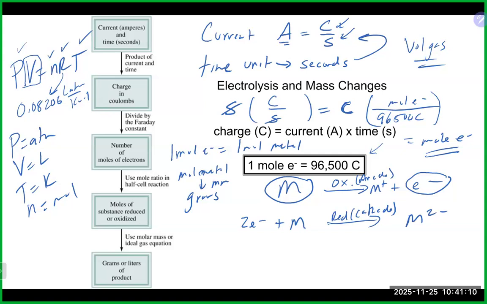Any questions on that? A variation of this type of problem is that maybe you're told how much you actually made or produced in grams of something, or how much volume you produced, and you go backwards in this calculation to figure out maybe how long you ran the cell for, or what the amperage was. It's the backwards version of this calculation, starting at the end and going to the front.